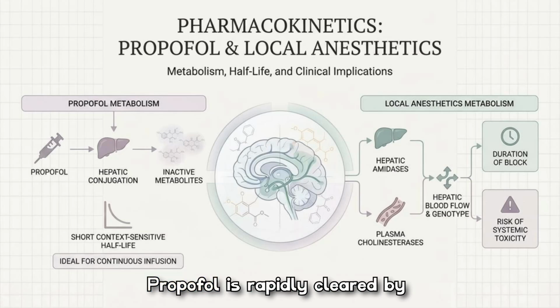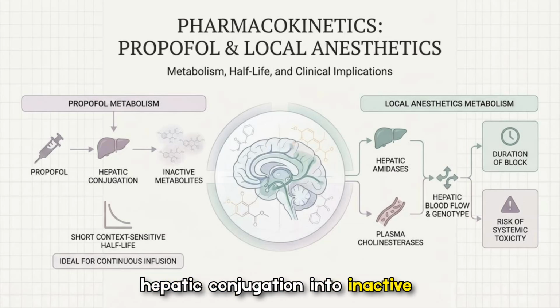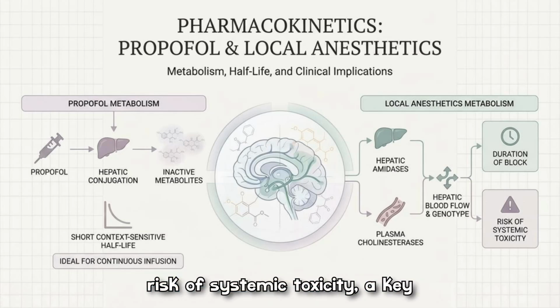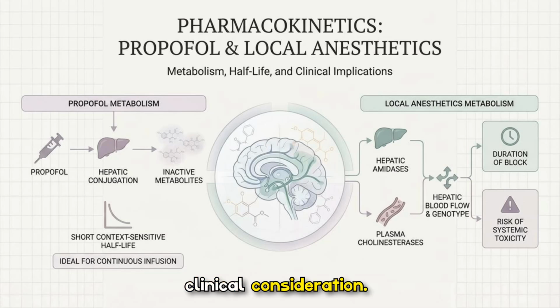Propofol is rapidly cleared by hepatic conjugation into inactive metabolites, producing a short, context-sensitive half-life that makes it ideal for continuous infusion with predictable recovery. Local anesthetics are metabolized by hepatic amidases or plasma cholinesterases, so hepatic blood flow and patient genotype influence block duration and the risk of systemic toxicity, a key clinical consideration.